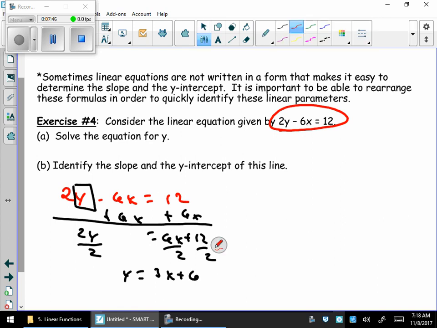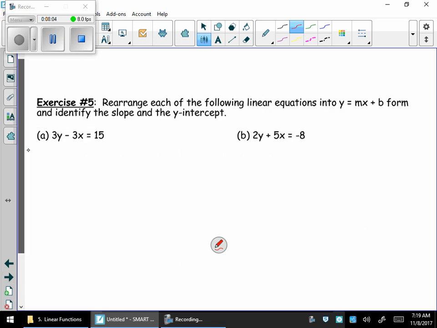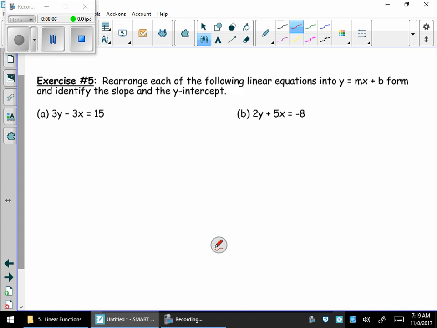Once I have y by itself, identifying my slope and my y-intercept is really simple. The slope is the number that's in front of the x, so that slope is going to be 3. My y-intercept is the number that's all by itself, which is going to be 6. As I've said several times, that's technically the point located at (0, 6). Now our next 2 examples are very similar to the one that we just did. And like I said before, it might be a good idea to pause the video, try these 2 examples, and then check it by watching the video as we go.